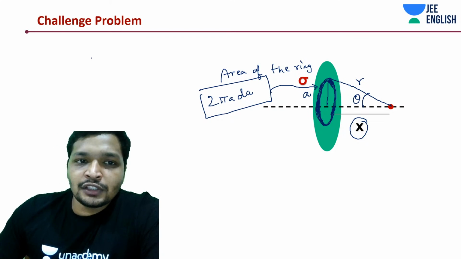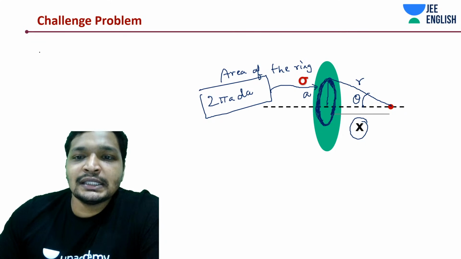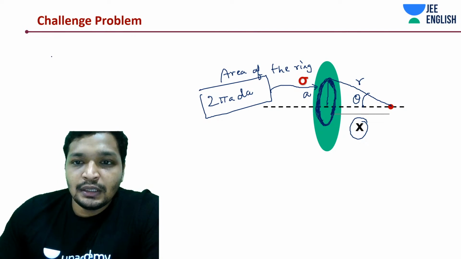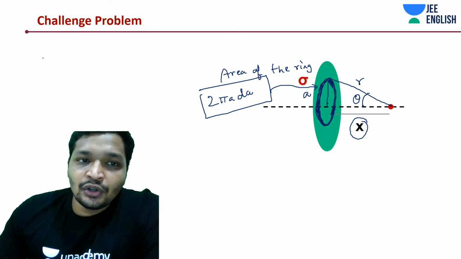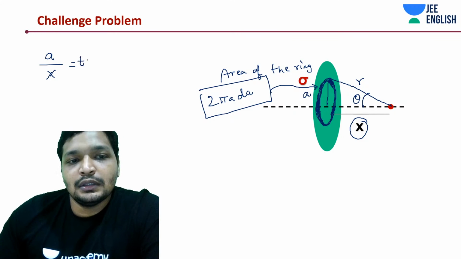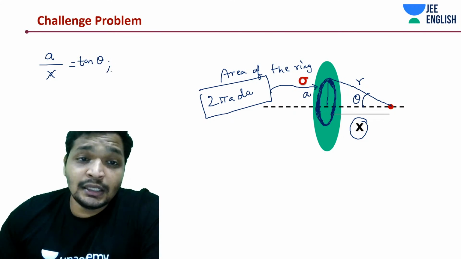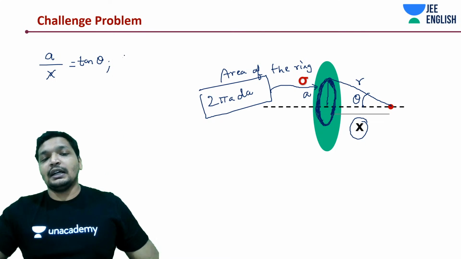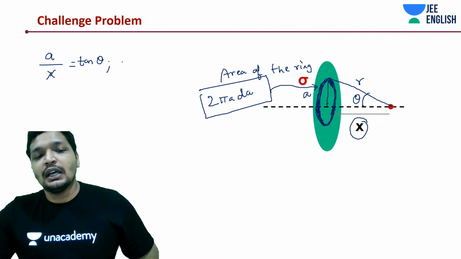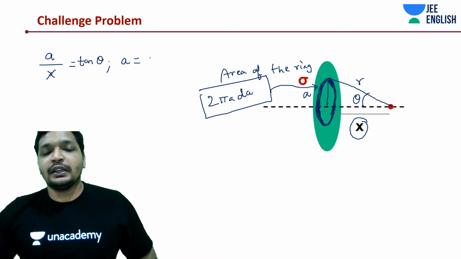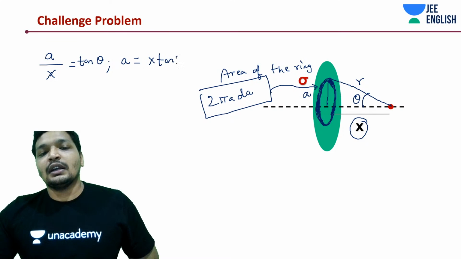Okay. First of all, let me ask you a question. What is A in terms of x? A by x is equal to tan theta. This will be the simplest thing that we can do, and this is going to be the simplest method. So focus, it's very easy. Typically, you will find longer methods. You can apply this method and do it very quickly. Tan theta.